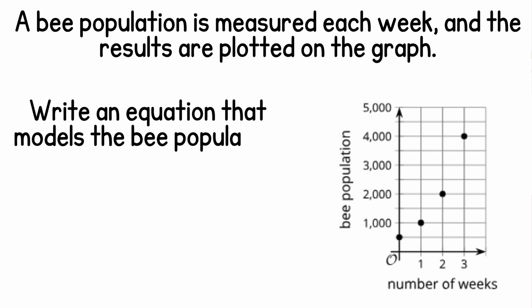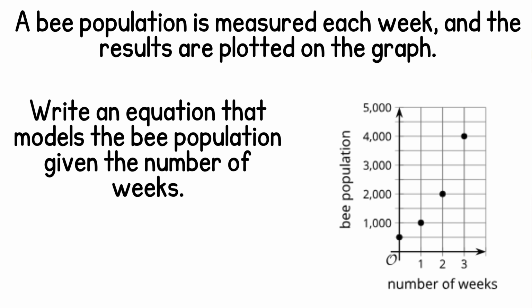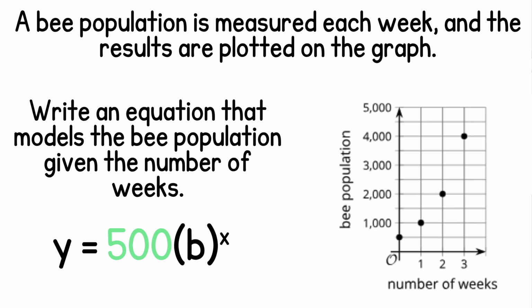Now let's write an equation that models the bee population given the number of weeks. So we'll take our exponential function, where a is our initial value and b is our growth factor. We know that a was represented by the 500 bees we started with, and b is going to be 2 since it was doubling each week. Now we have an equation for this graph.